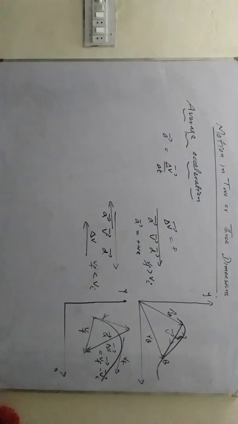Opposite to the displacement or opposite to the velocity. So we always check what is the direction of delta v.